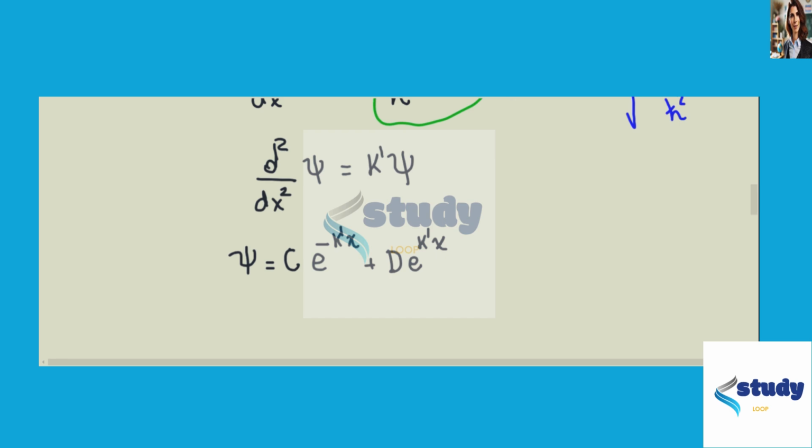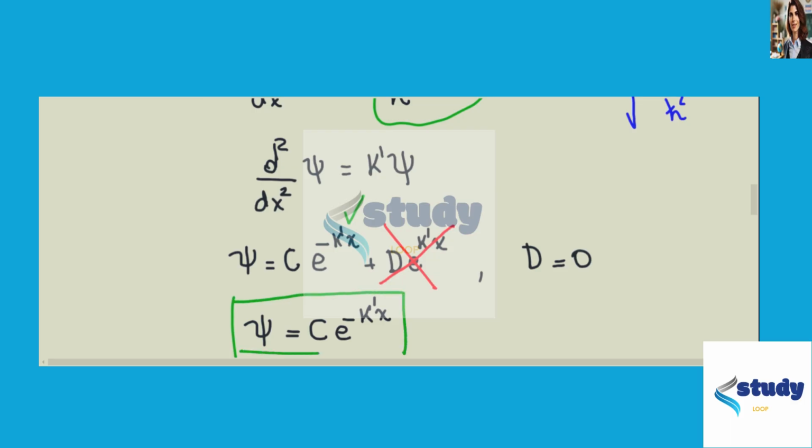Now notice that for x going to infinity, we must have that phi vanishes. So the growing term may not be here because it explodes as x goes to infinity. The other term, however, does not explode and goes to zero as x goes to infinity. So d must be equal to zero. Phi, on the other hand, is c times e to the minus k prime x. So this is the form of the wave function.